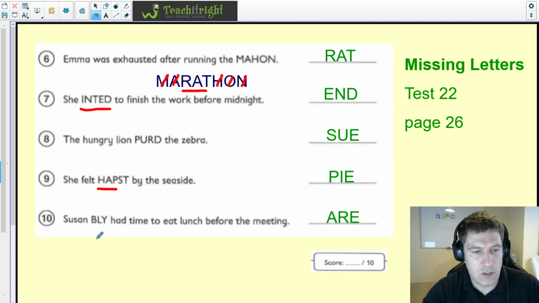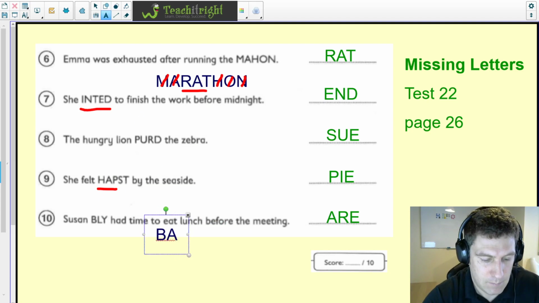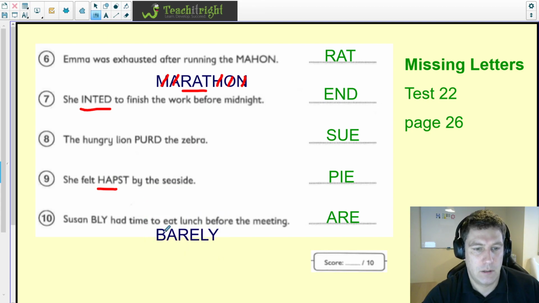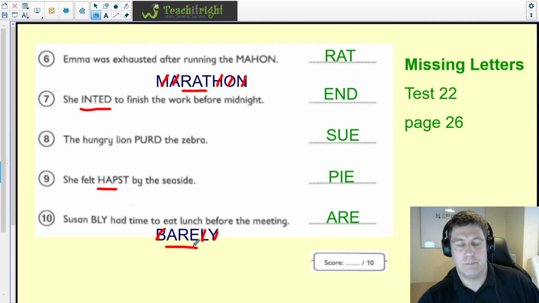Question 10, Susan something had time to eat lunch before the meeting. Now, because if she's got a meeting, she's obviously got to rush to it probably, or she's got to get there on time. So Susan something had time to eat lunch. So the word we're looking for here is barely. In other words, she had very little time before the meeting began. So if we were to very quickly just type out barely, and then you can see if we cross out the letters we were given, the B, the L and the Y, then we're left with R. Okay, so well done if you managed to get those correct.